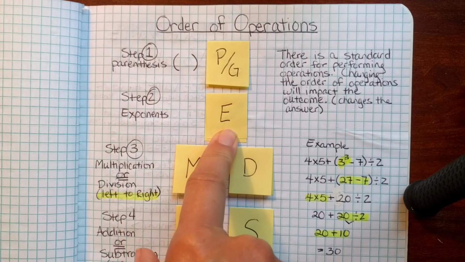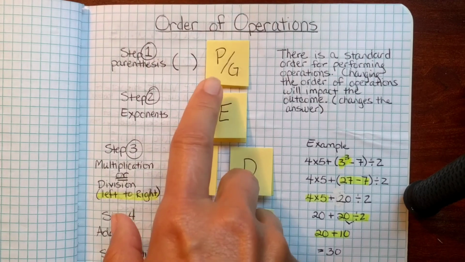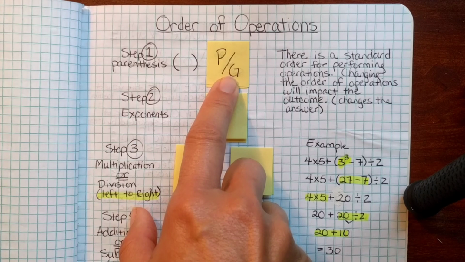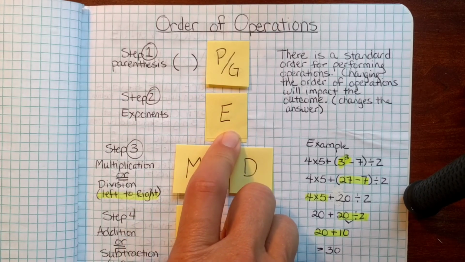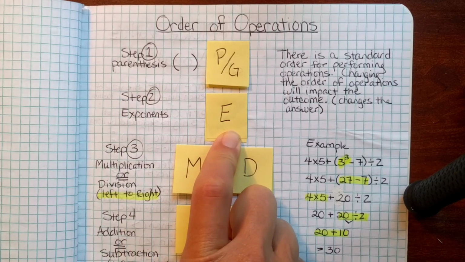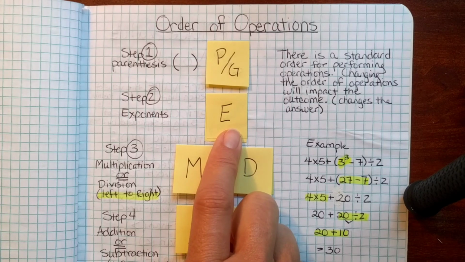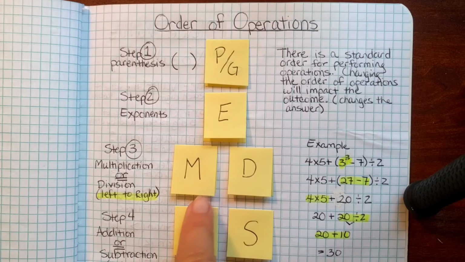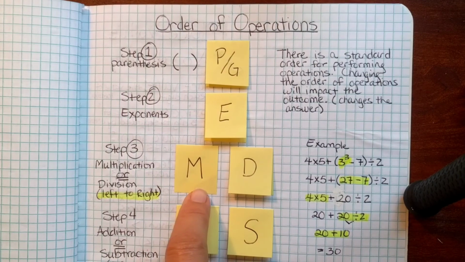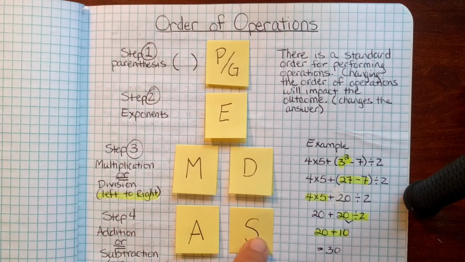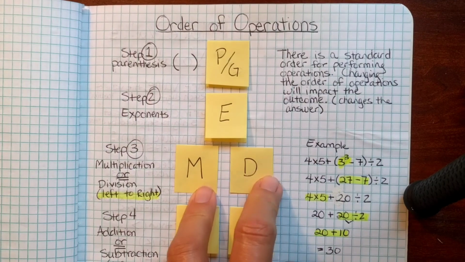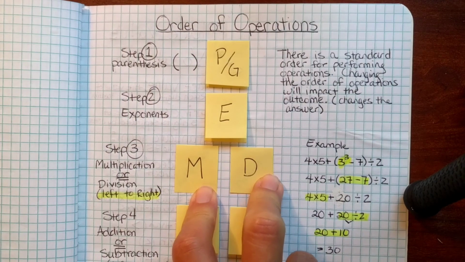Then you look to see if there are any exponents. You perform these first. If there are, this is the second operation that needs to take place. Then you get down to the 4 standard operations. There's multiplication, division, addition, and subtraction. Multiplication and division come next in the order of operations.